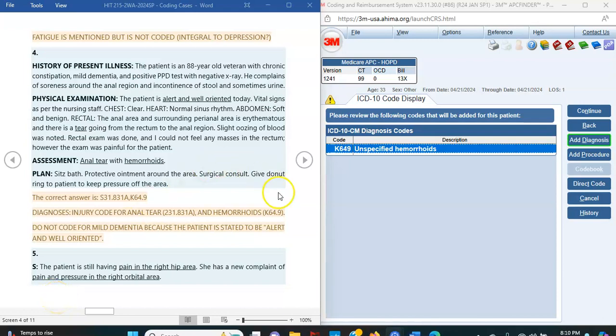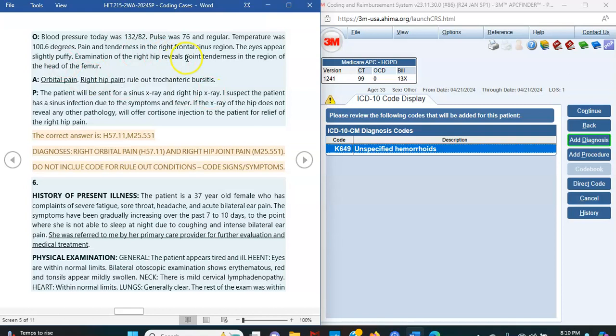Okay, so this is the second part of my presentation. We'll start back up at case number 5 here. And I know it's on the next page, but it looks like it's a SOAP note. Let's see. Yes, it's a SOAP note.